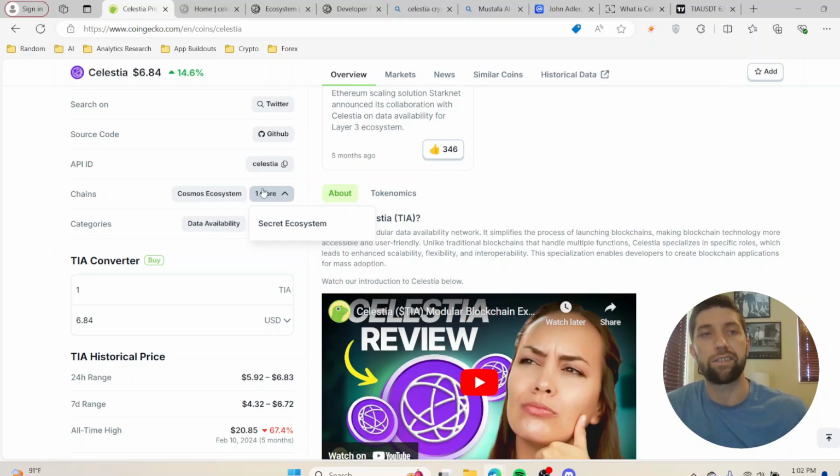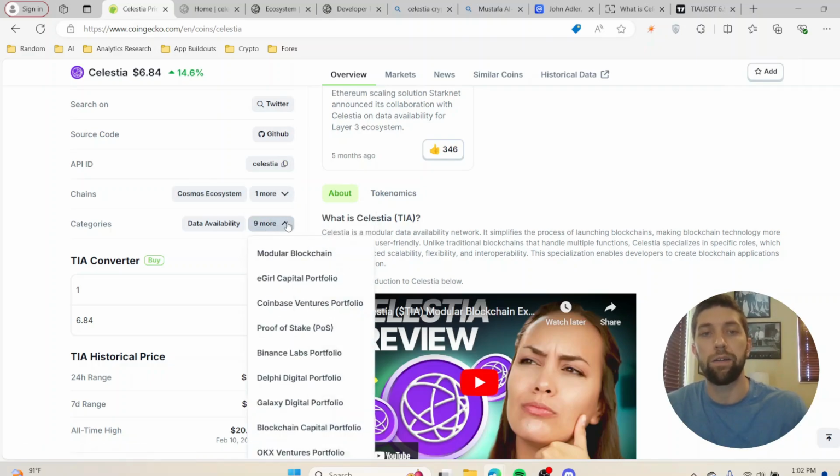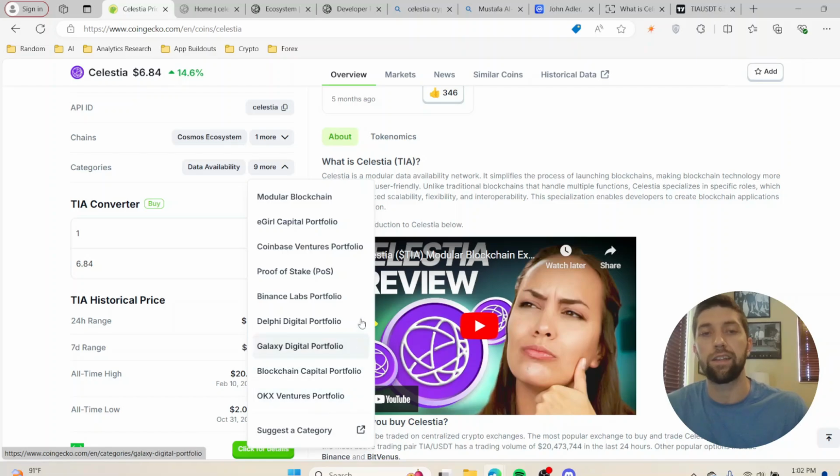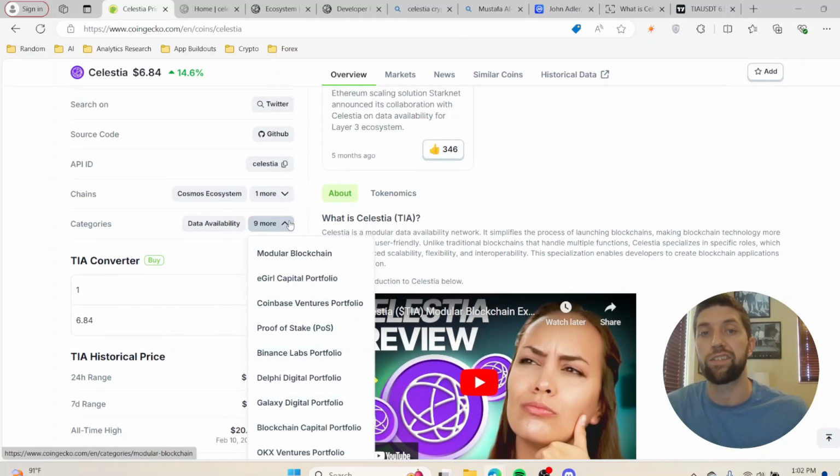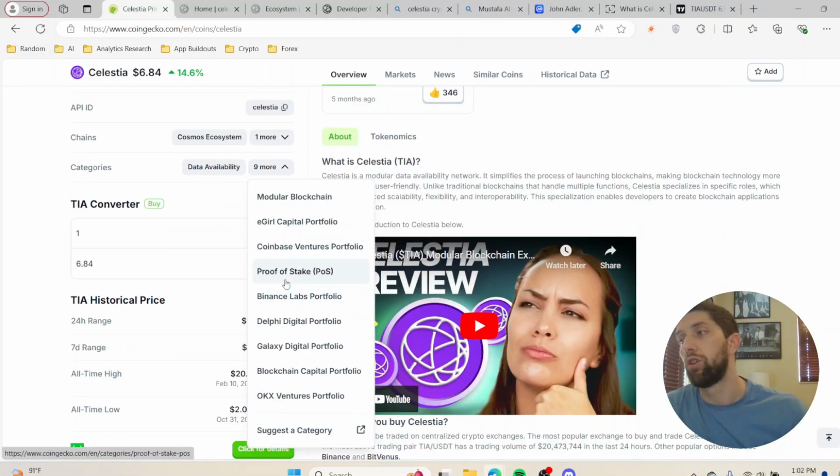And when you go down, you can see Celestia available on Cosmos and on the Secret ecosystems, and in the categories, you can see there is a lot of institutional money that is also invested in Celestia, which we also know means that they're going to want their returns and their money back at some point.